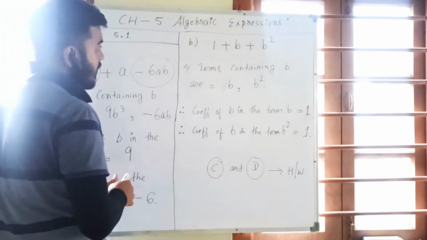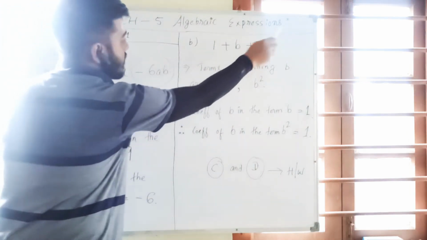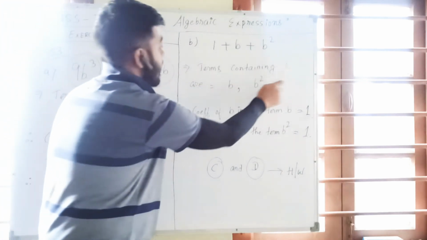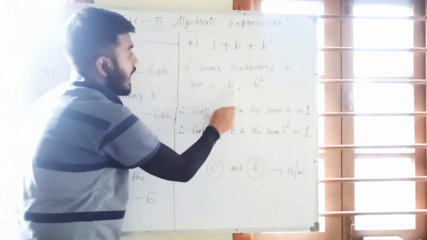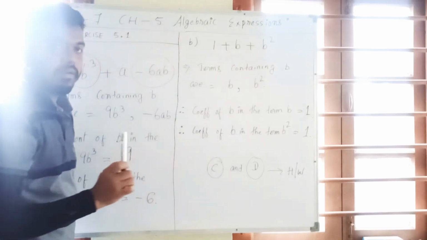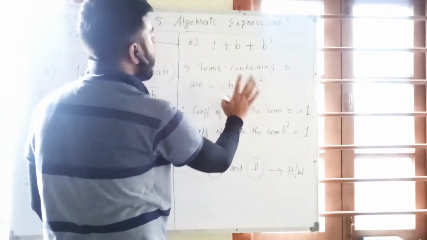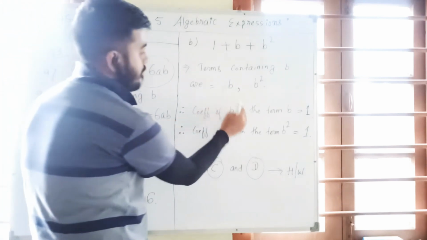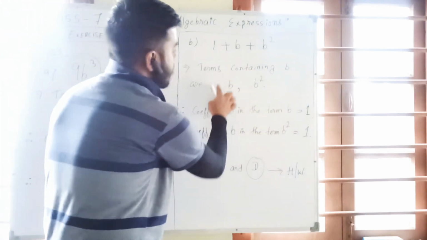Let us switch to question b. So what is question b? 1 plus b square. Now first you find the terms that contain b. So terms containing b are b and b square itself. Both of these two terms have b and one does not have b. Now you have to find the coefficient of b in the term.